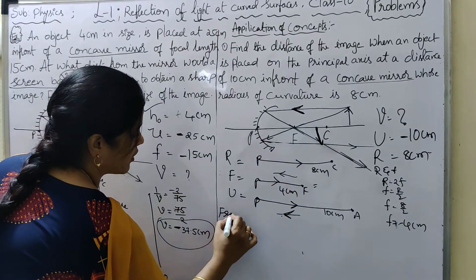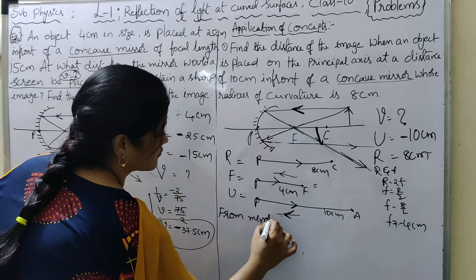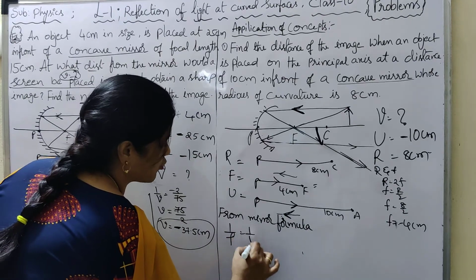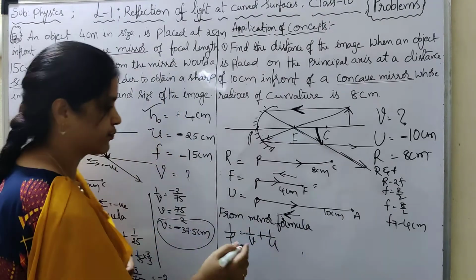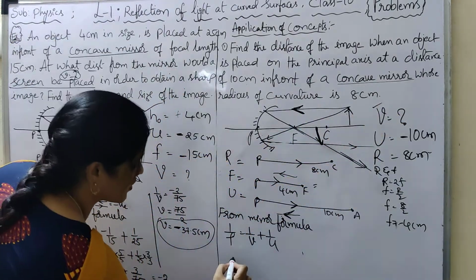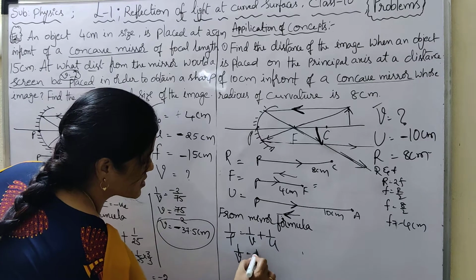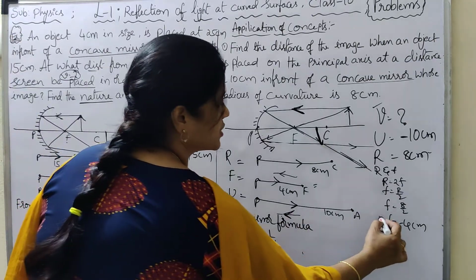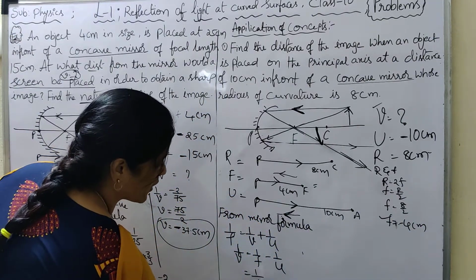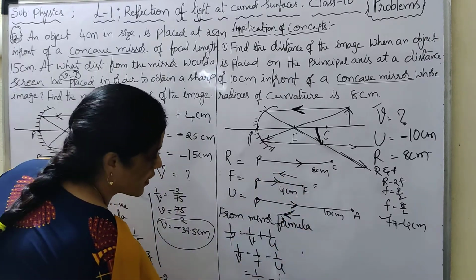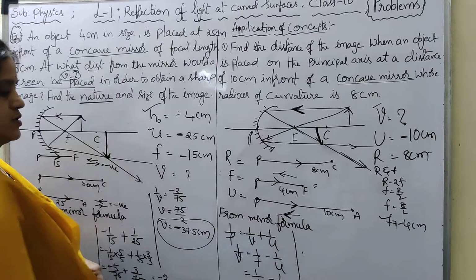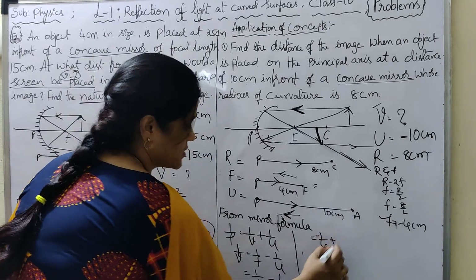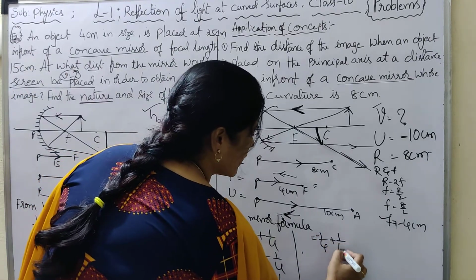We'll substitute in the mirror formula. From the mirror formula, 1 by F is equal to 1 by V plus 1 by U. Again you have to find out V. So from the equation, 1 by V is equal to 1 by F minus 1 by U. And 1 by F means how much here? We got minus 4. So substitute minus 4, minus U means minus minus 10. Simplify these values. Here, minus 1 by 4, minus minus becomes plus, plus 1 by 10.